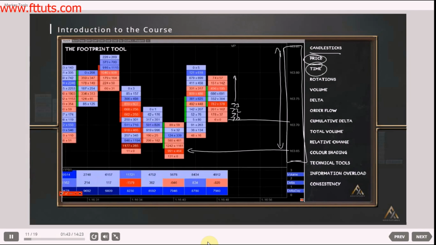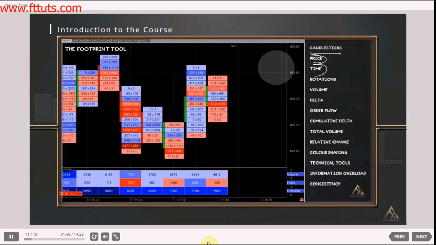The next thing to look at and talk about is time. Now, the footprint can be depicted in two different formats of time. The first is a typical traditional time-based format where we could select, say, a 5-minute footprint or a 30-minute footprint or a 60-minute footprint.